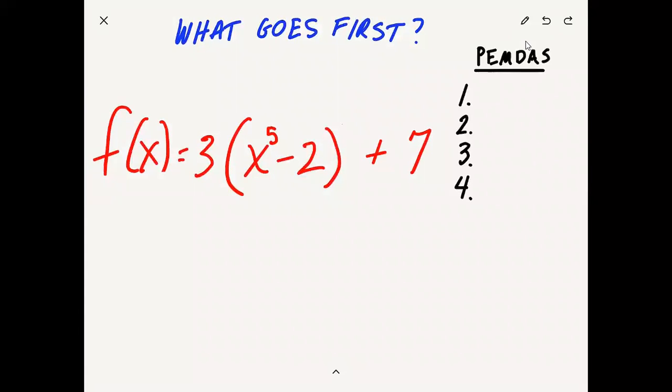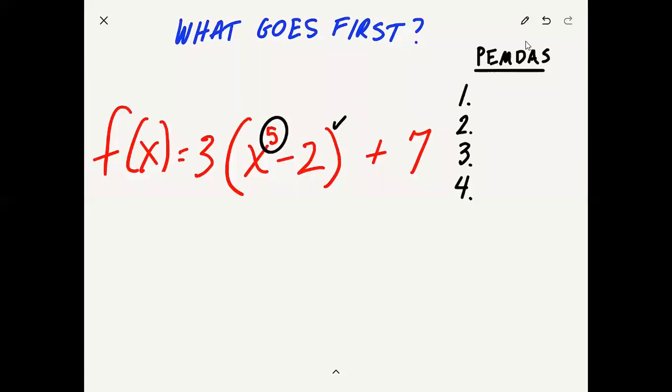Okay, here's one. What's the first operation according to PEMDAS that's being performed on the X? Stop the video. And if you can, try to go through all 4. Okay, according to PEMDAS, we have parentheses. So the first thing we should do is what's inside the parentheses.